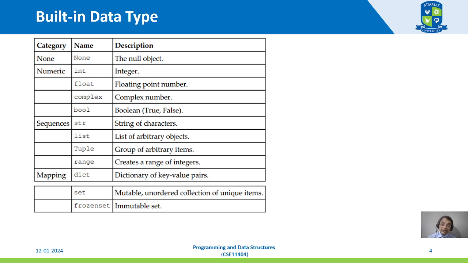Then set is the only mutable unordered collection which has unique items. That means a duplicate item will be removed from the set. So it is the only unique item data type which does not contain any duplicate value.